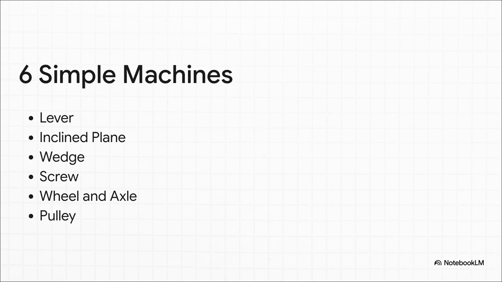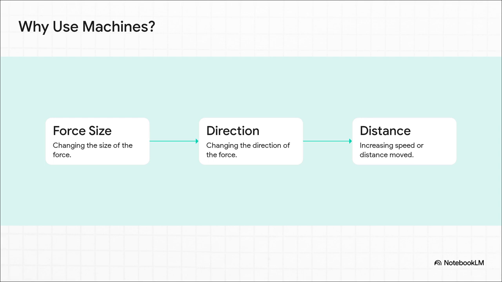You've got the lever, the inclined plane, the wedge, the screw, the wheel and axle, and the pulley. Literally everything from a basic doorstop to a complex bicycle relies on these foundation blocks. But how do they actually help us?